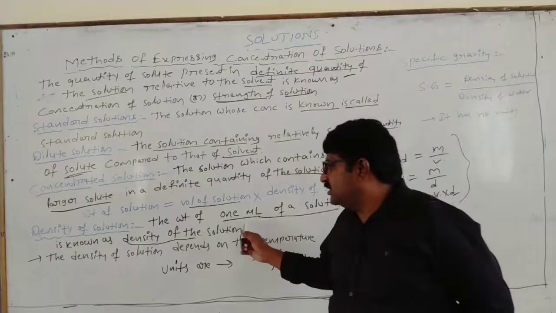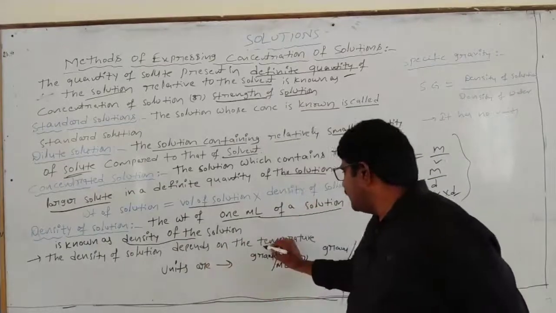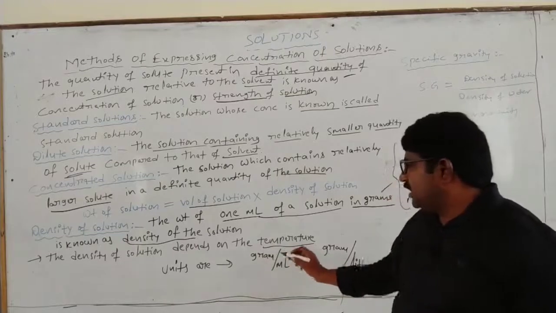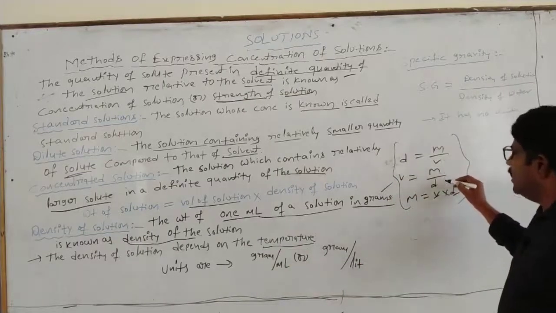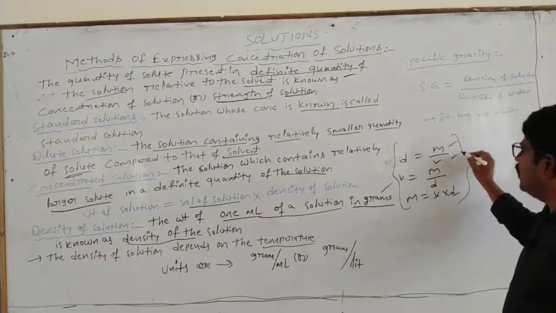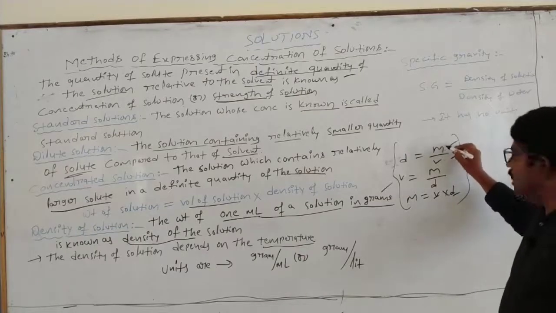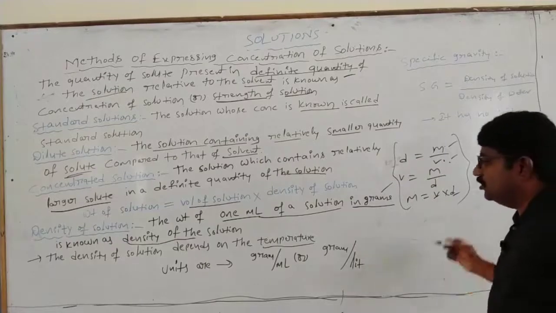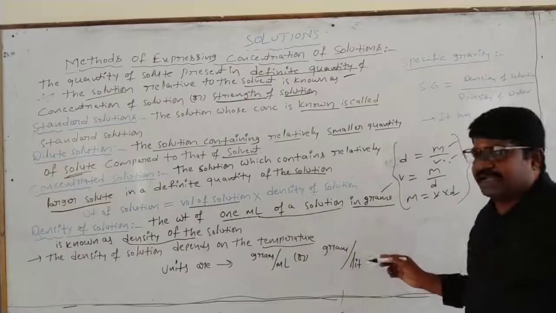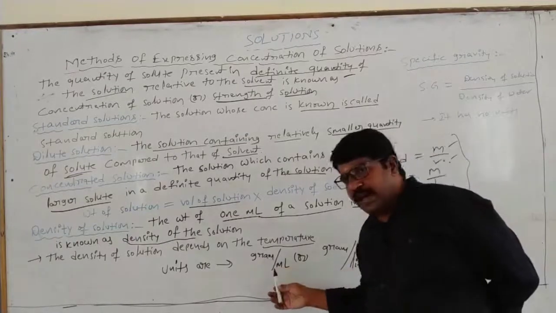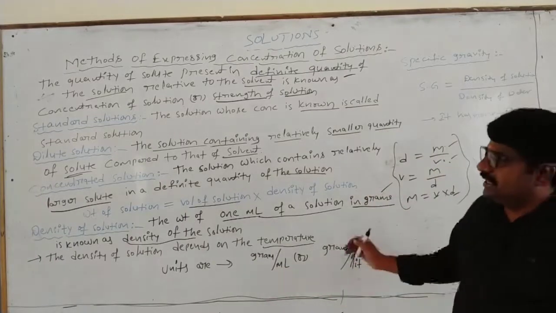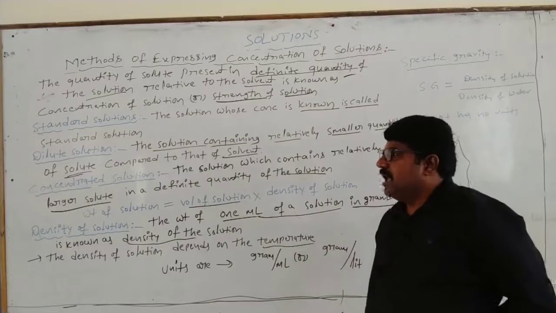Generally the density of the solution depends upon temperature. Density is mass by volume. Mass is in grams, and volume is in ml or liters. So based on this formula, you express it as gram per ml or gram per liter. This is the density of the solution.